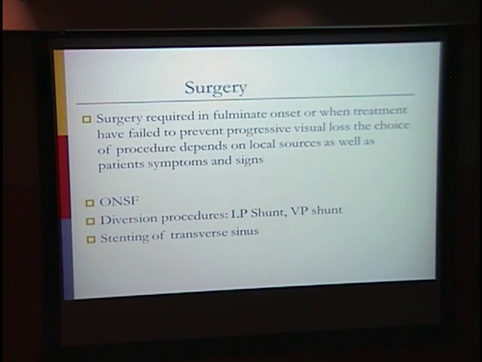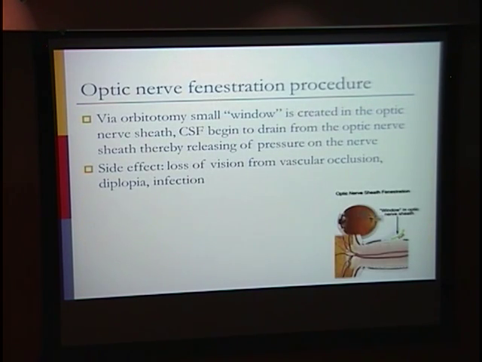Surgery is required for fulminant onset or when the treatment is not enough. You do maximal treatment, but there is still deterioration in vision. You have today three options: optic nerve sheath fenestration, a diversion procedure like LP shunt or VP shunt, which depends on the neurosurgeon, and stenting of the transverse sinus. Optic nerve sheath fenestration is very elegant.